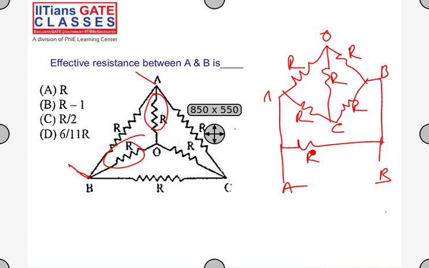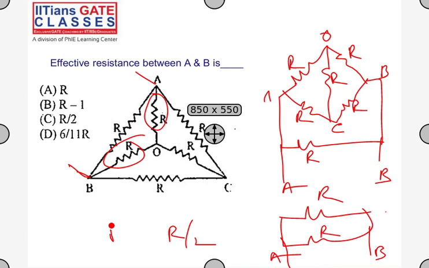If all the resistances of the Wheatstone bridge are equal, what is the equivalent resistance? R by 2? No, R. If all the resistances of a Wheatstone bridge are equal, then the equivalent resistance is R. That R is in parallel with another R, so you'll get the equivalent as R by 2. At these terminals the equivalent resistance of the bridge is R, so R is in parallel with R, and the equivalent resistance is R by 2.